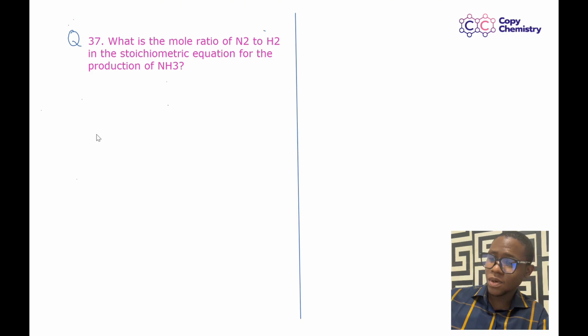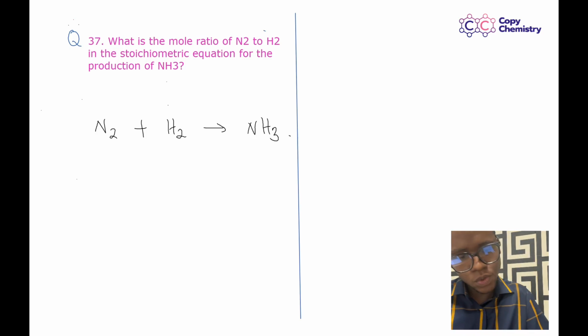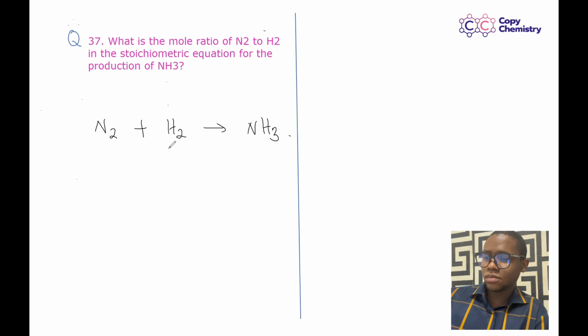Can we write out that equation? Maybe that would help. So N2 plus H2 would give NH3. So I'm going to write it like this, and we'll balance this as 2 here and as 3 here.